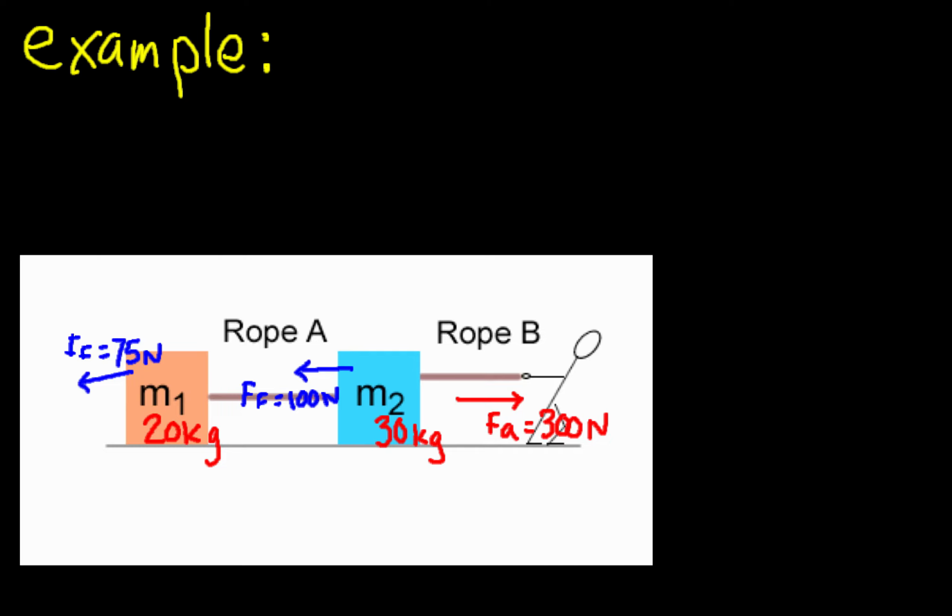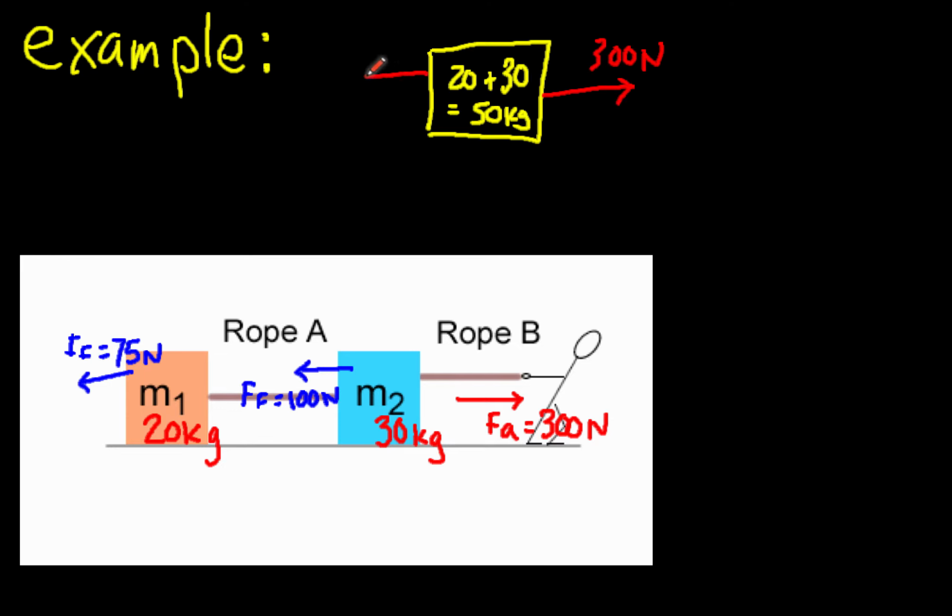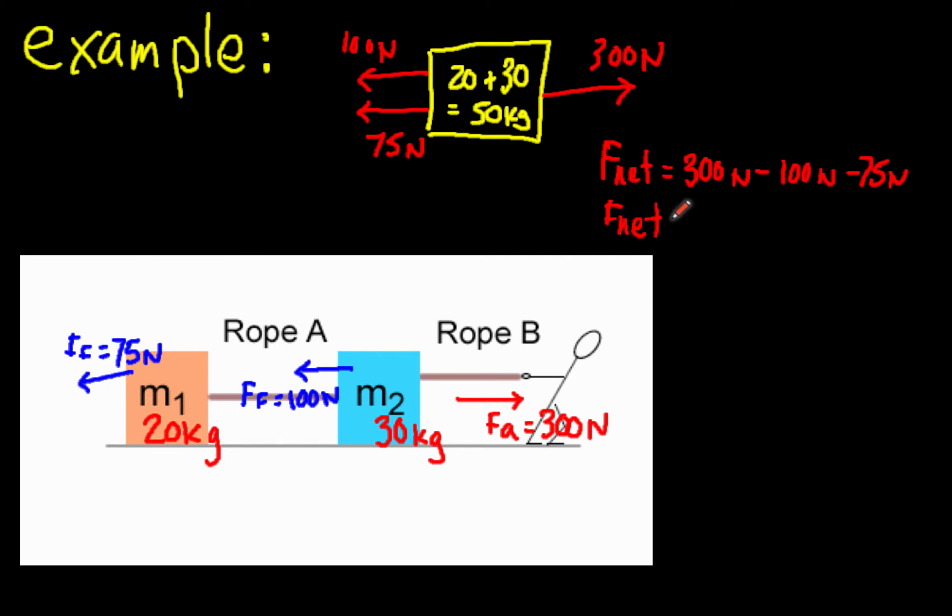To calculate the acceleration on the system, first we need to find F net as if the system was made of a single mass with 20 plus 30 equals 50 kilograms. The forces on the system are then the 300 newton applied force and the two forces of friction, 100 newtons and 75 newtons pulling it back. So F net is 300 minus 100 minus 75. This gives a net force of 125 newtons.